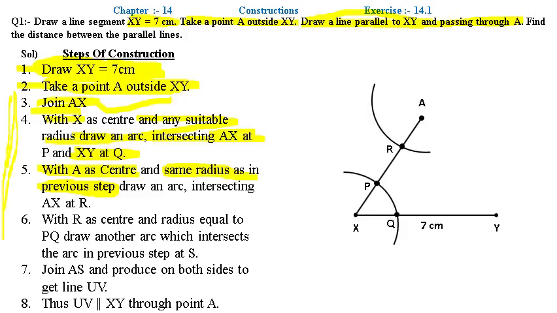Now this arc intersects line AX at point R. It is R over here. Yes, you got it. So this arc intersected line AX at R. So this step is done. Now let's move on to the next step.